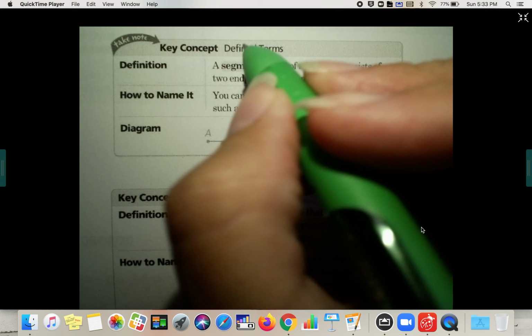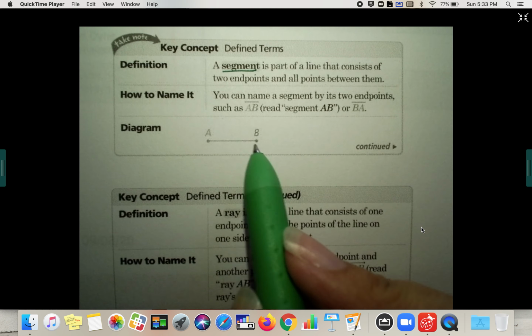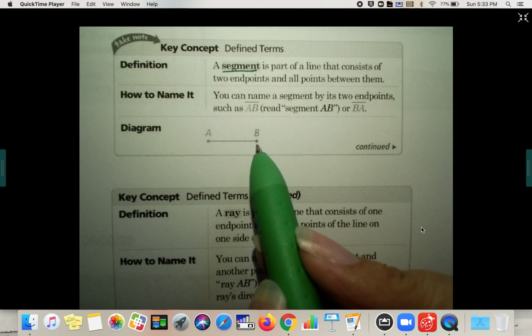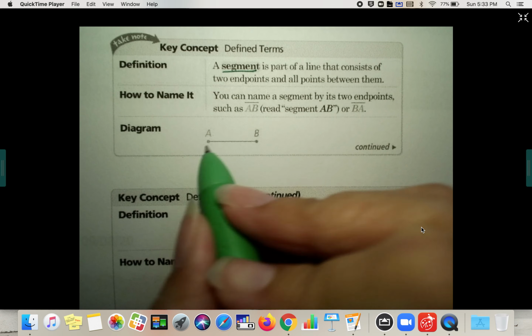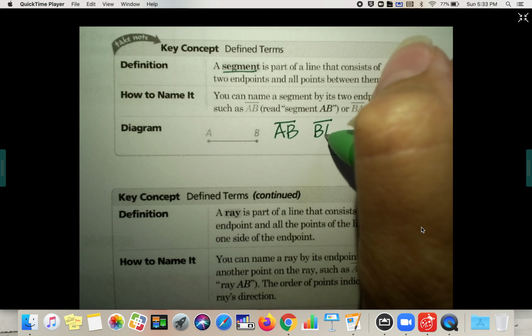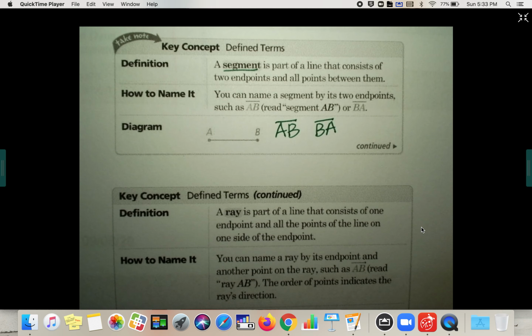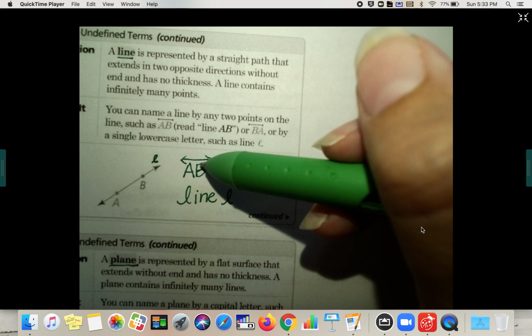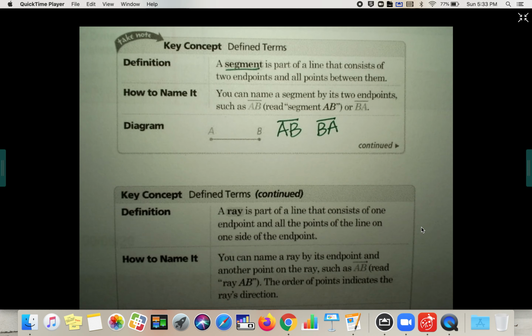Here's a segment. A segment is a part of a line that consists of 2 endpoints. So it's almost like a line, except guess what? It doesn't have arrows at both ends, meaning it stops. So you can read it this way or this way. So it could be line segment AB or line segment BA. But what you will notice is I did not put arrows on the ends like I did here when it was a line. So this signifies that it's just a segment.